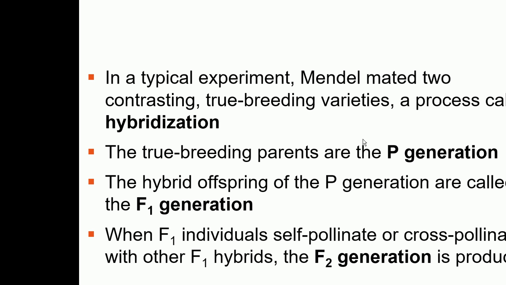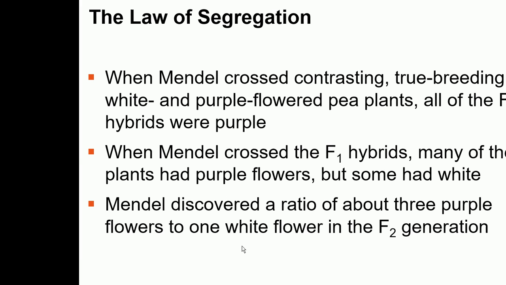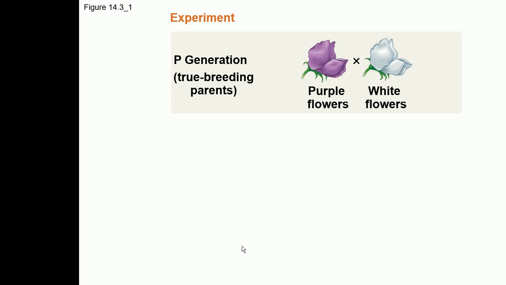Okay, so he started with true breeding parents, and that generation is called P generation, which means parental generation, and the next generation is called F1 generation, and after the offsprings of F1 generation, they fertilize, they form the next generation, which is called the F2 generation. So I'm going to explain here. So this is basically Mendel's monohybrid cross.